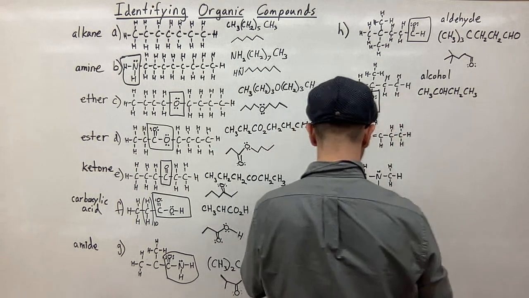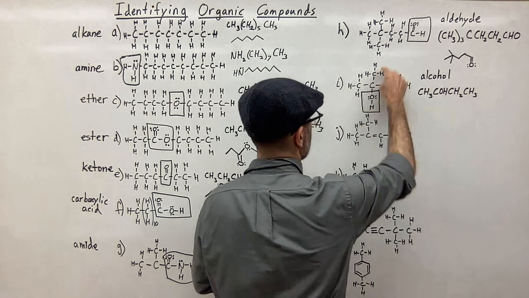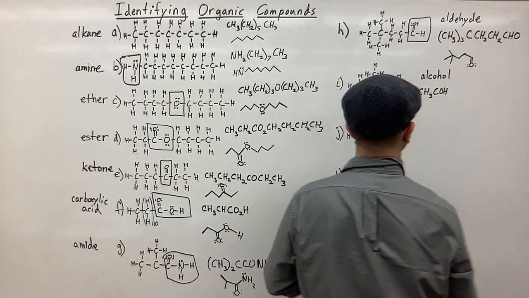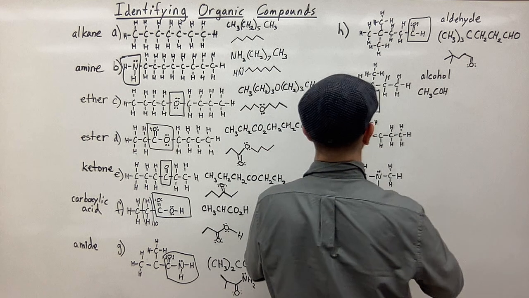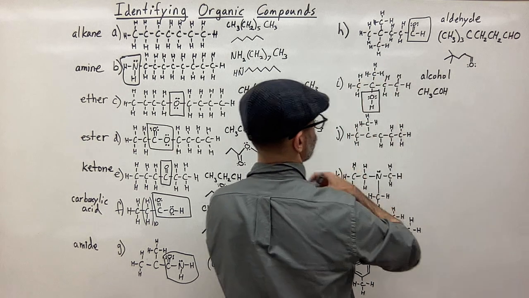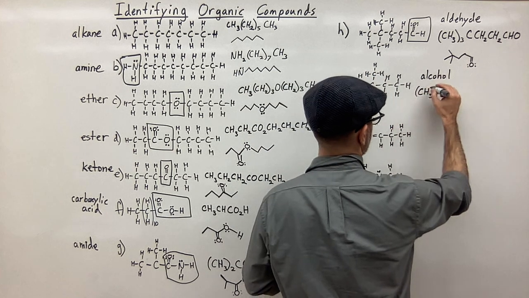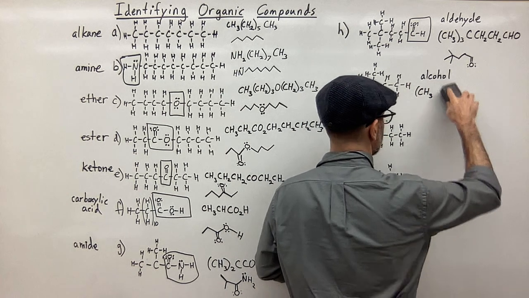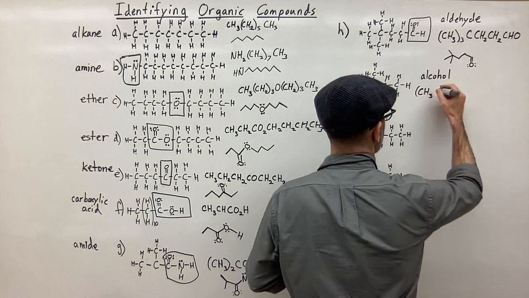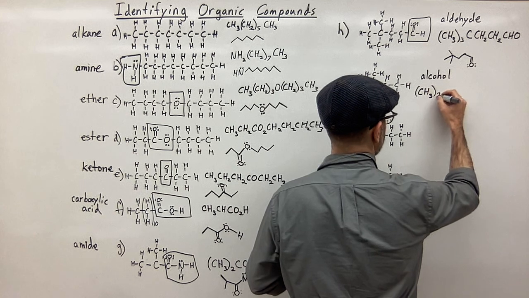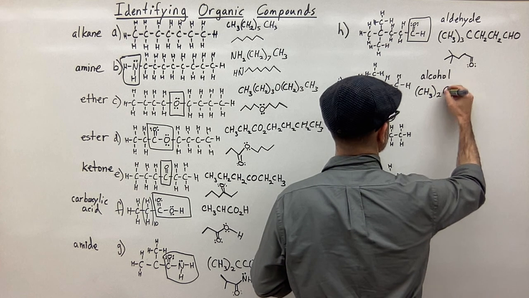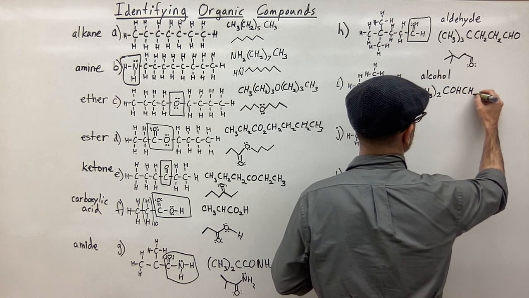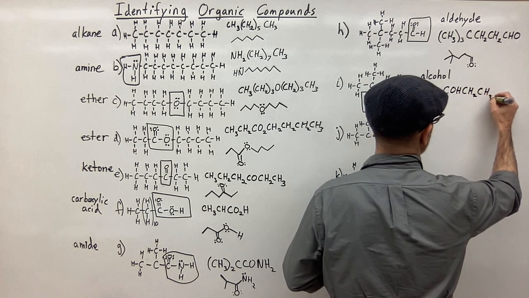Oops, I forgot that methyl group there. Sorry about that. So here you've got 2 methyl groups there. So what you could do is put parentheses around the CH3, put a 2, and then you've got COH, and then CH2, CH3.